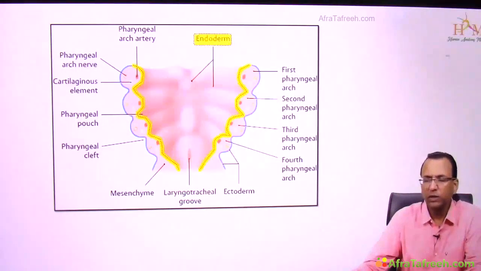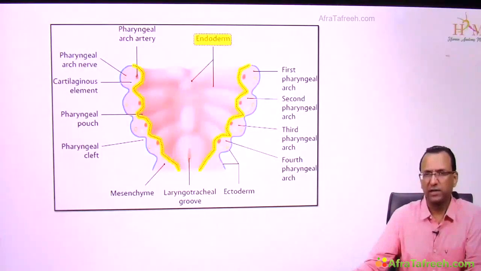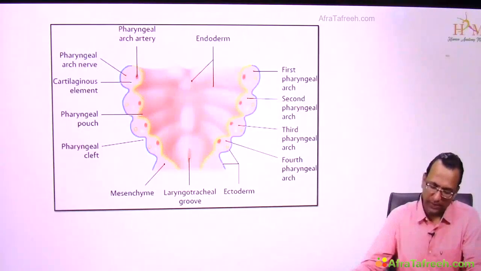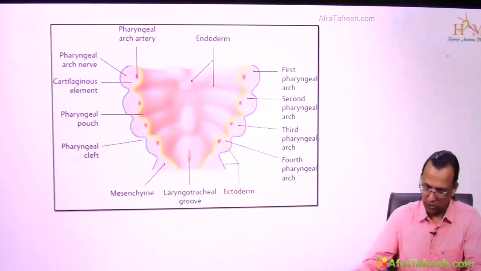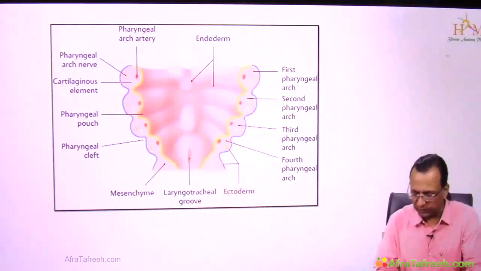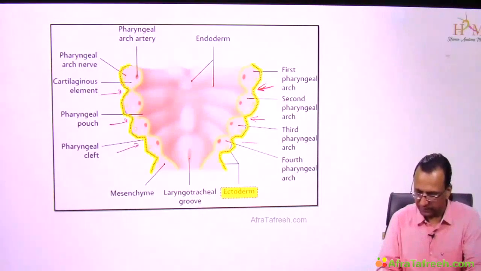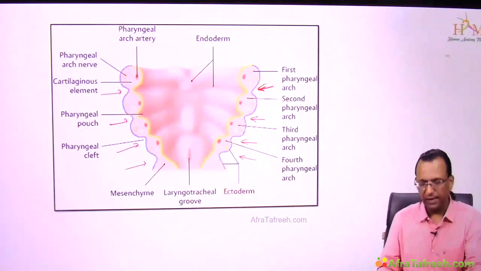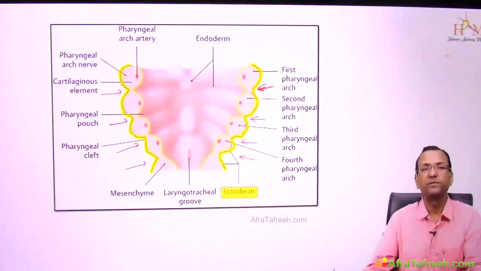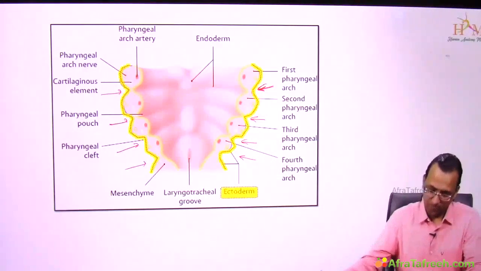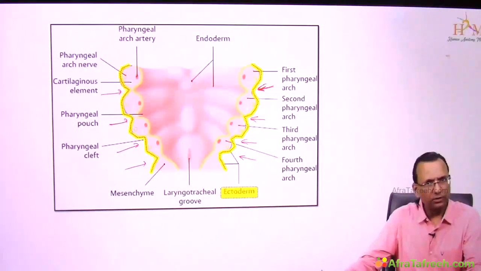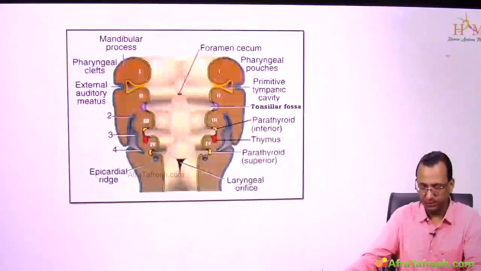I want to know what the pouches are doing in the adult derivatives. I also want to know what is happening to the cleft. Where is the cleft? I don't see the cleft. You see, this is cleft 1, and this is cleft 2, and this is cleft 3, and this is cleft 4. So there are 4 clefts, lined by ectoderm. What is happening to the clefts? That we'll find out here.